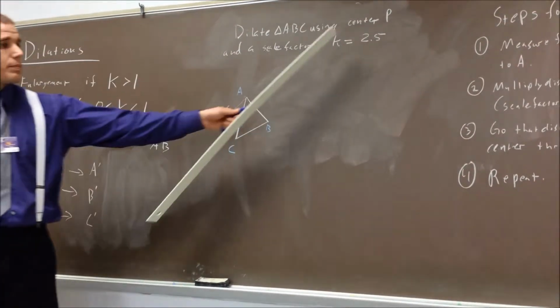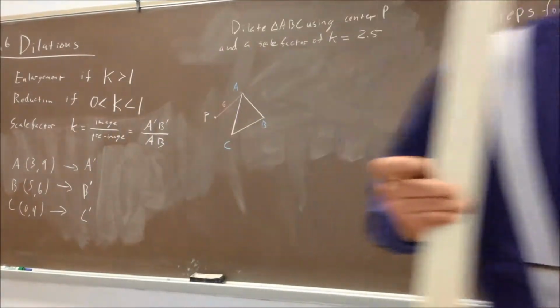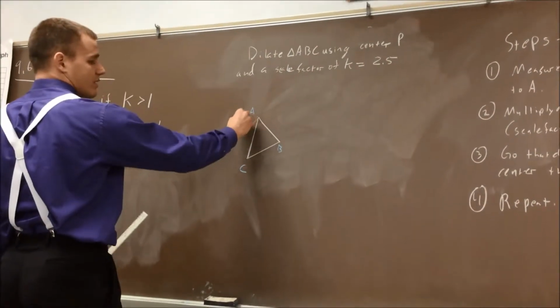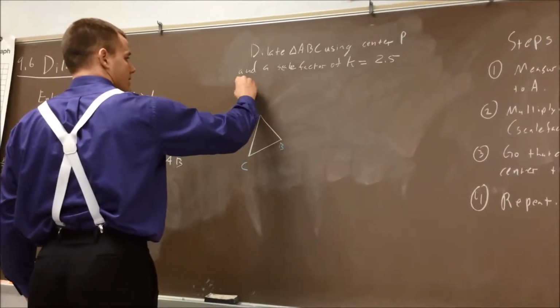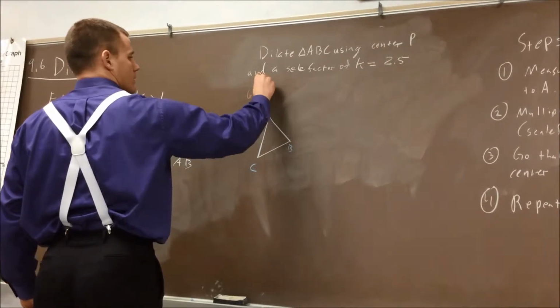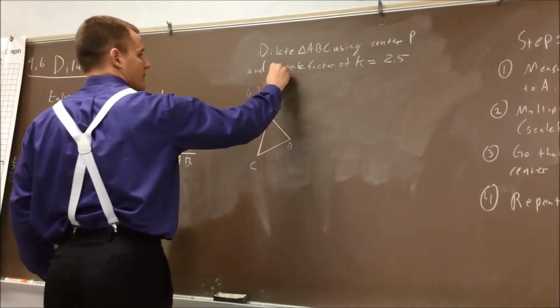Absolutely correct, man. Multiply it out. You rock. So I'm going to take this 6, multiply it by 2.5. 6 times 2.5, the scale factor. 6 times 2.5 is 15.